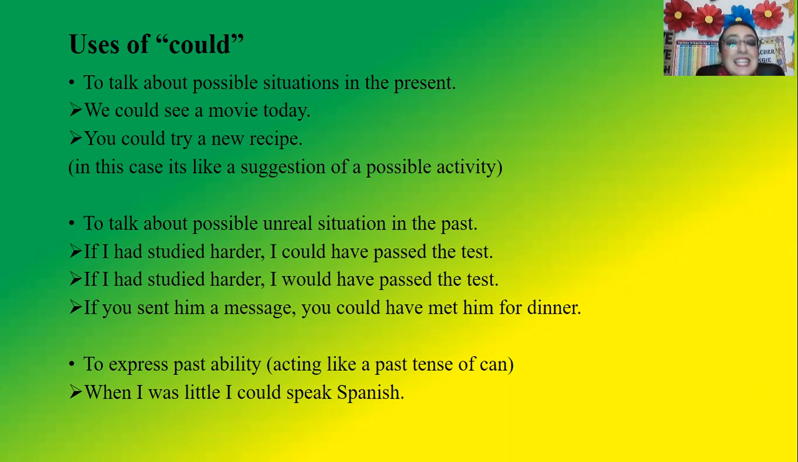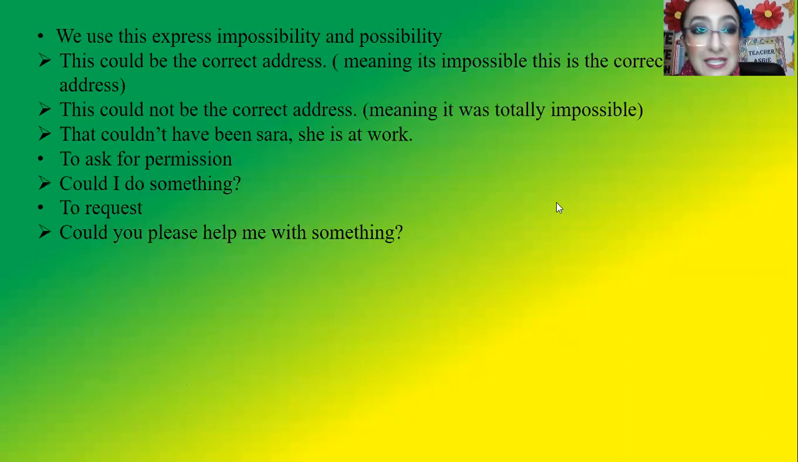When I was little, I could speak Spanish. Cuando era pequeño podía hablar español, algo que podías hacer. Also, we use this in order to express impossibility and possibility. Para posibilidades o imposibilidades. This could be the correct address. Esta podría ser la dirección correcta. Meaning it's possible this is the correct address.